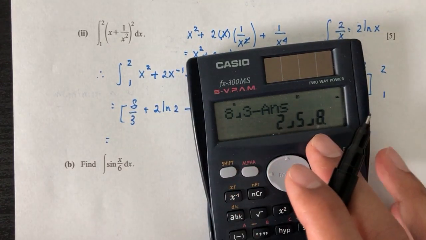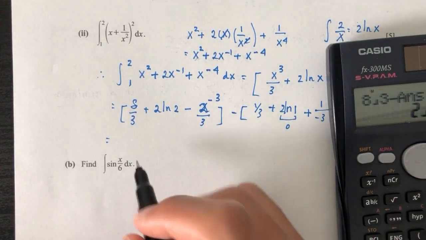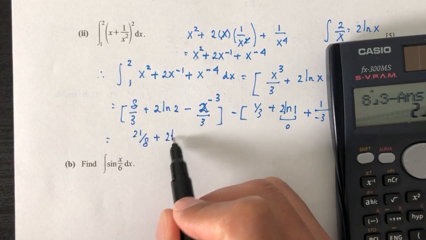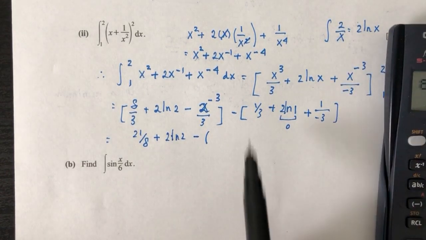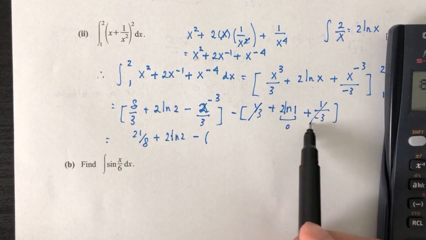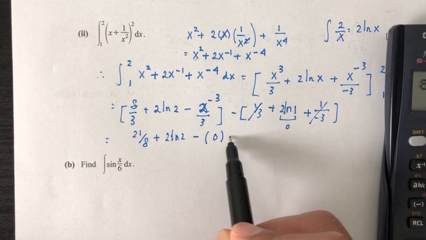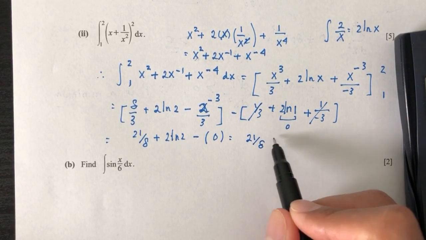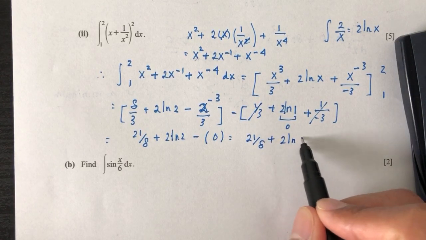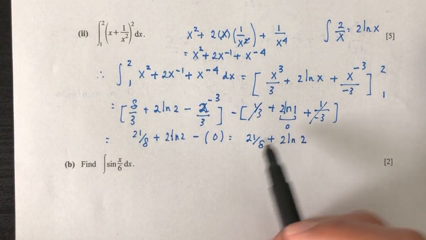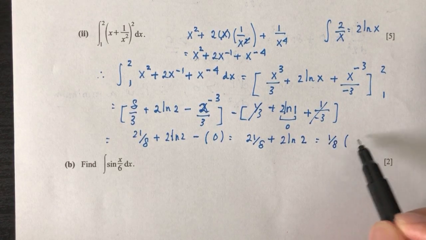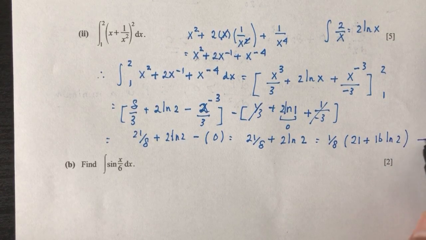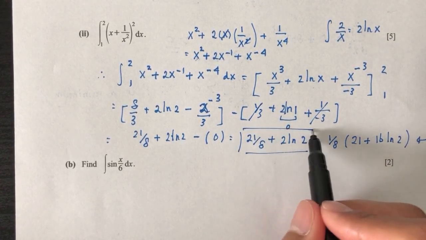25/8 will be 2 times 8 is 16 plus 5. That will be 21 over 8 plus 2 ln 2 minus, so 1 over 3 minus 1 over 3, this is 0. So your answer will be basically this, 21 over 8 plus 2 ln 2. If you want to take this out, you can always do 1 over 8 outside. You will have 21 plus 16 ln 2 if you want to, but this is enough for your answer.